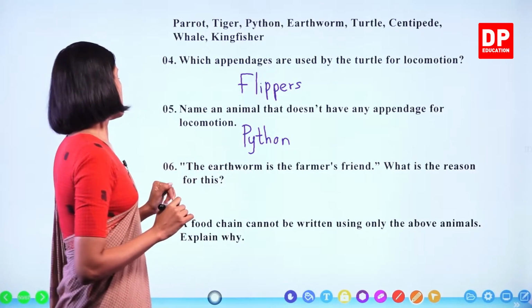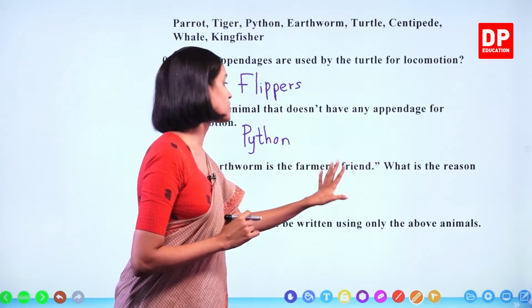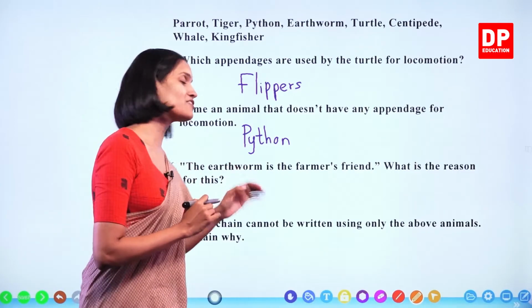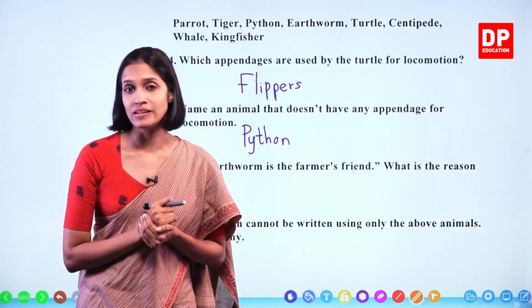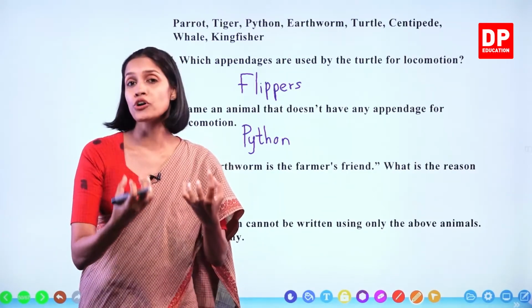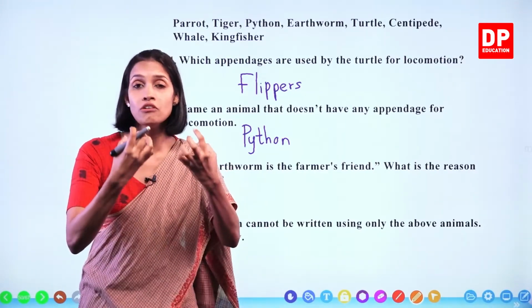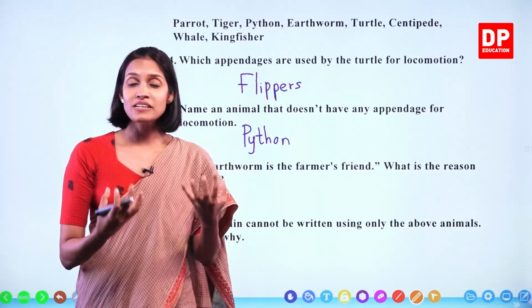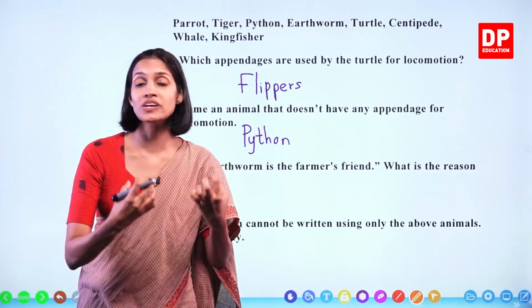Okay. Number 6. The earthworm is the farmer's friend. What is the reason for this? Do you know the reason for this, children? You all know that earthworms live in soil. So when they move through the soil, it becomes porous. Porous means the in-between soil particles, the pores or small holes appear. So in that case, in these pores, the soil can keep water and air.